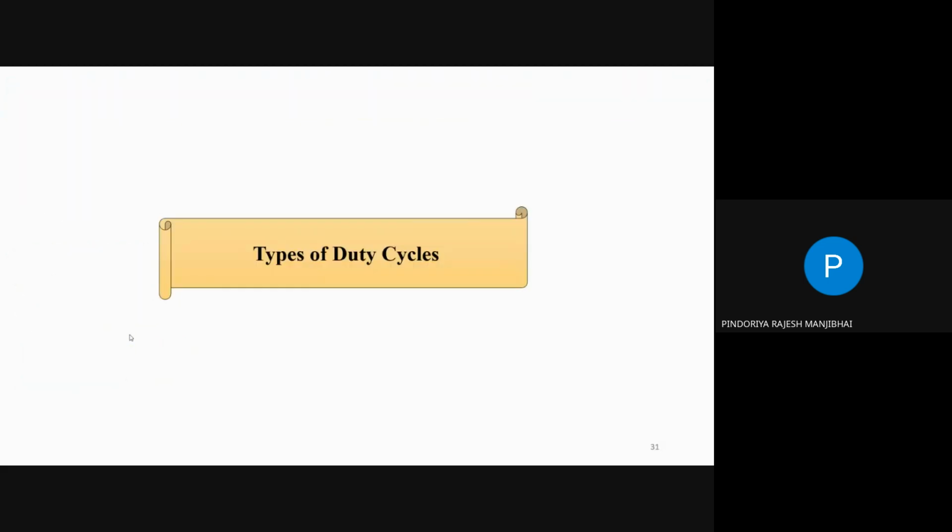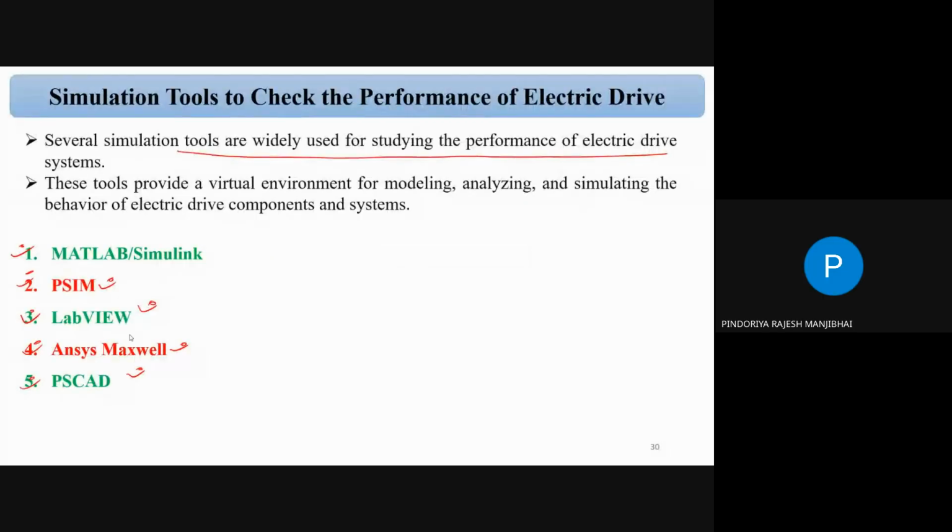Type of the duty cycle. Sir, what is the PSIM full form? PSIM, yes sir, full form. I think the full form is power simulation. Just 1 minute. PSIM full form, power simulation.